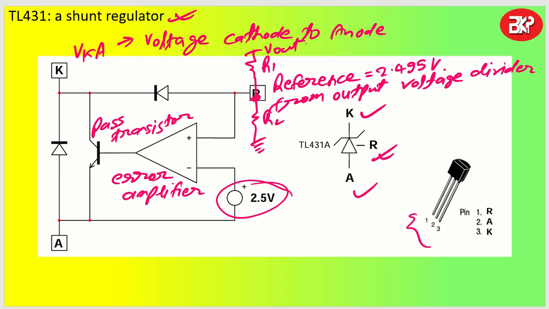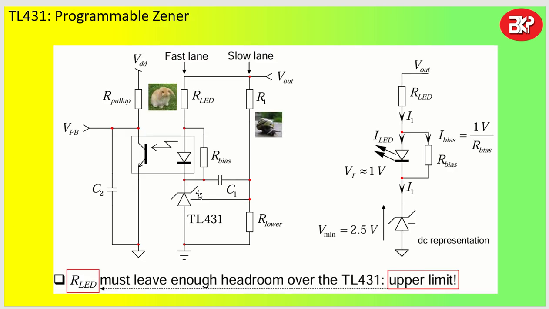So our aim is to design the different kinds of circuits using TL431. Let us start with the first circuit. TL431 is acting as a programmable Zener diode, and this is the only thing which is going to decide everything. There are two lines, one is my slow lane and one is my fast lane.